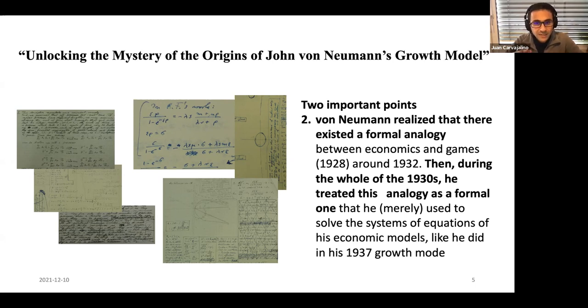It was only around 1932 that he became conscious of the connection, the formal connection between games and the economy, as he was modeling it, right? And by formal analogy, what I mean is that he read some economist's work, and he characterized the essential mathematical relationships of his models by taking insights from the work of this economist.